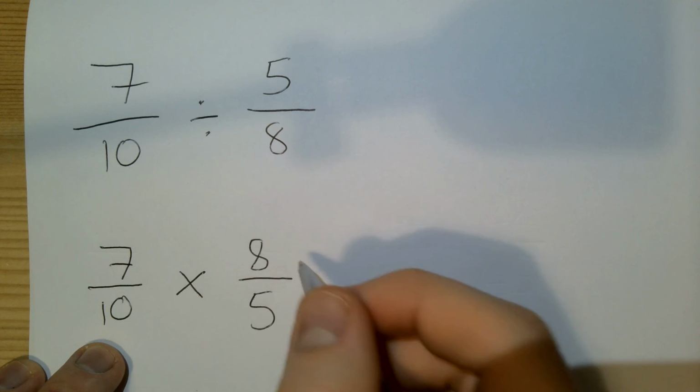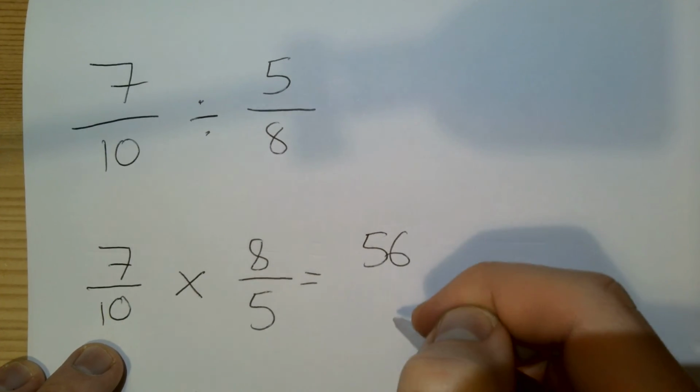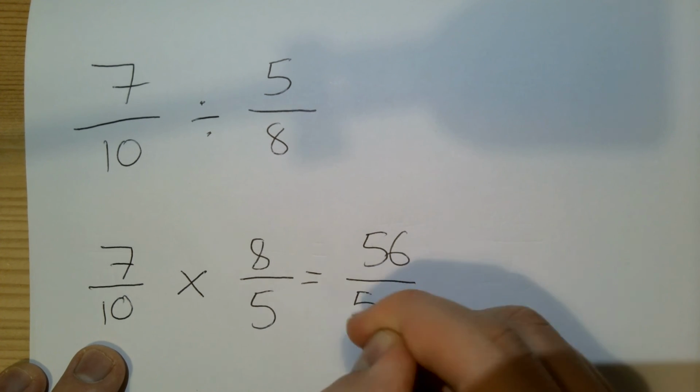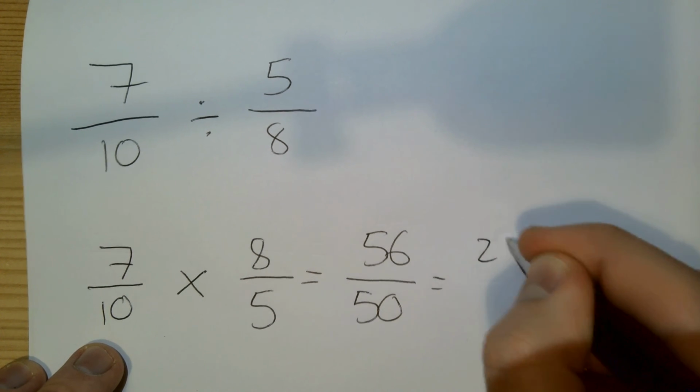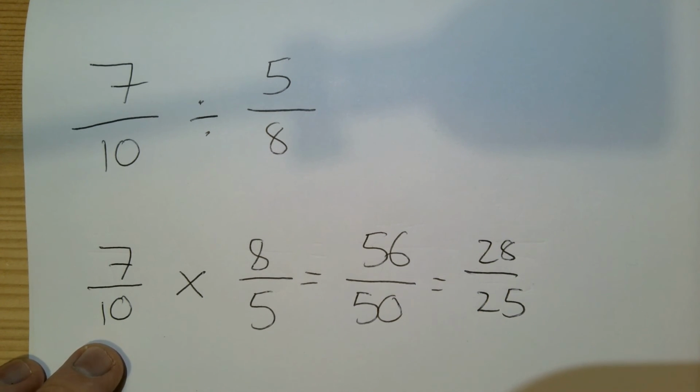You just multiply across the top. 7 times 8 is 56, and multiply the denominators. 10 times 5 is 50, and there's my answer. And again, you might notice that these 2 have a common factor of 2, so I could divide it if I wanted to make it even better and make it 28/25. But that's just it. Keep, change, flip.